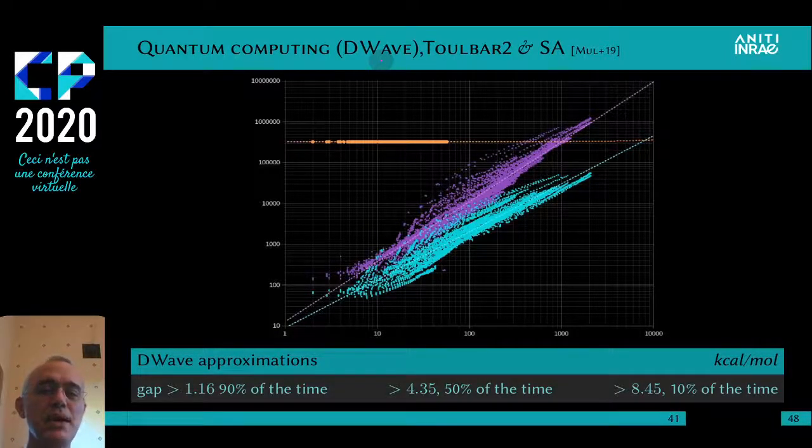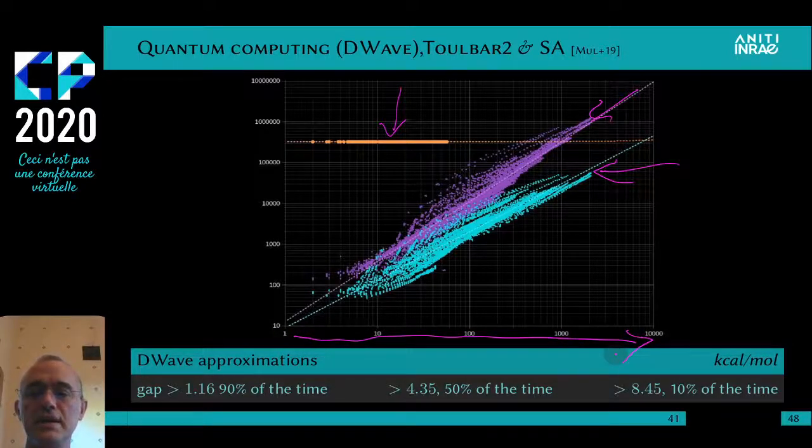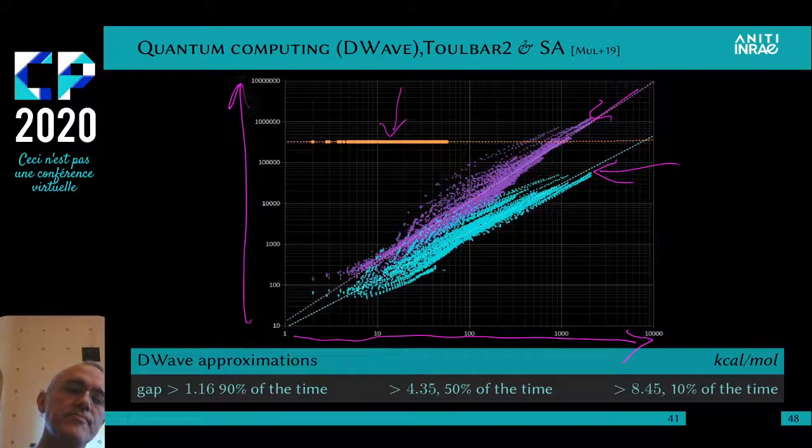So they compared Toolbar 2 here with their upgraded simulated annealing algorithm and D-Wave, the quantum annealer, quantum computer from D-Wave, on problems of increasing sizes, and this is the CPU time. Logarithmic scale in both cases. And this comparison is of course a bit unfair because here we have an optimality proof, and here obviously we have only upper bounds.